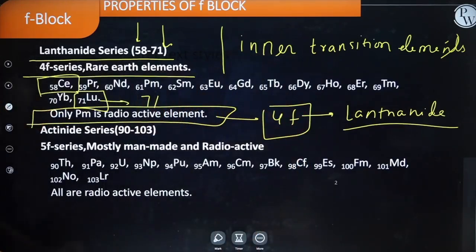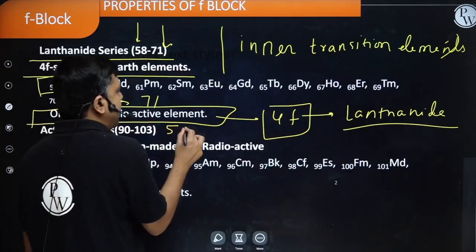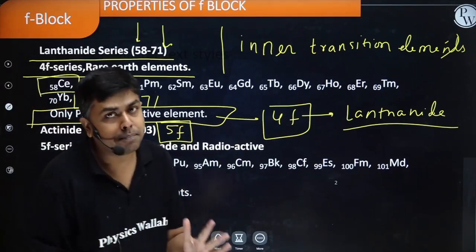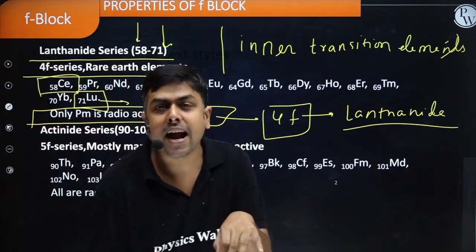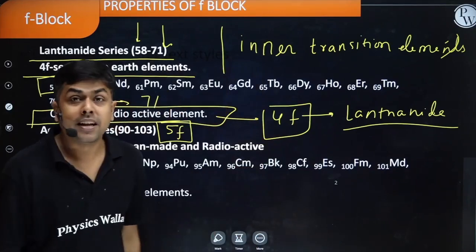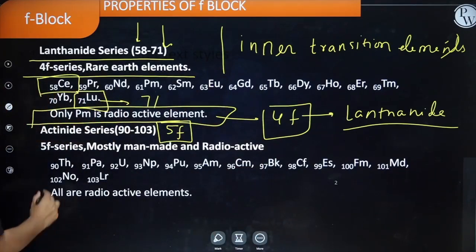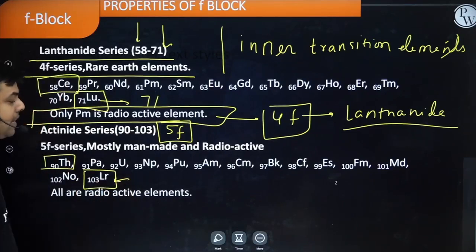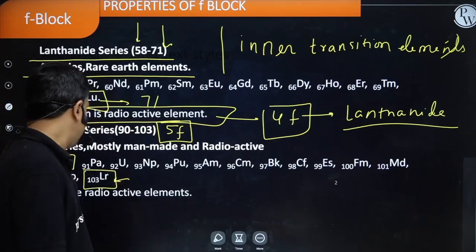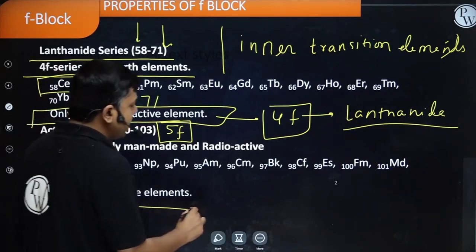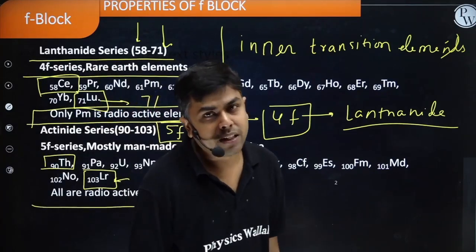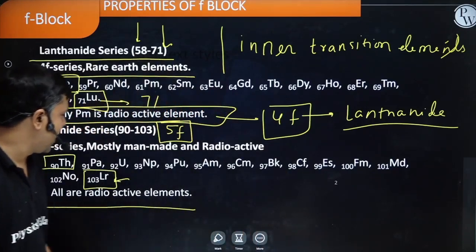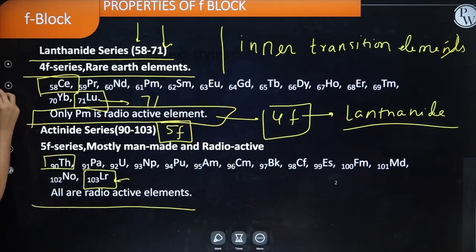If I talk about the actinide series, that is the 5f series, it starts with atomic number 90 and ends at atomic number 103. It starts with the element thorium and ends at lawrencium, the symbol is Lr. Students, here all the elements are man-made elements, and they are all radioactive elements, right? Okay, let's move ahead.